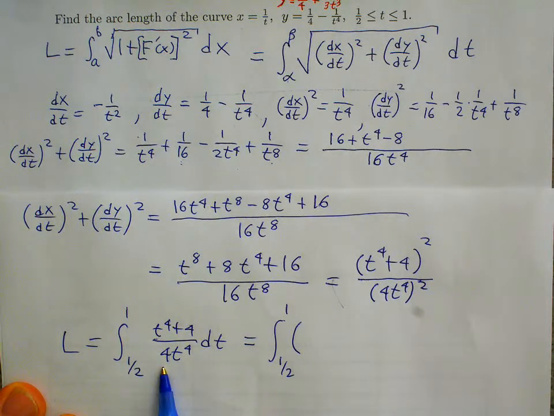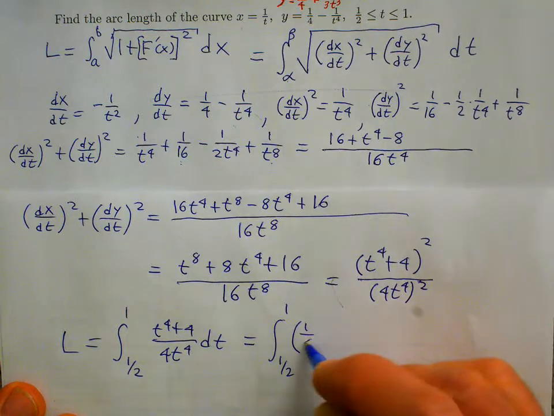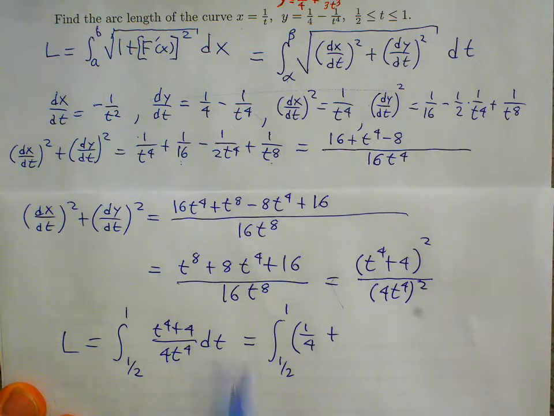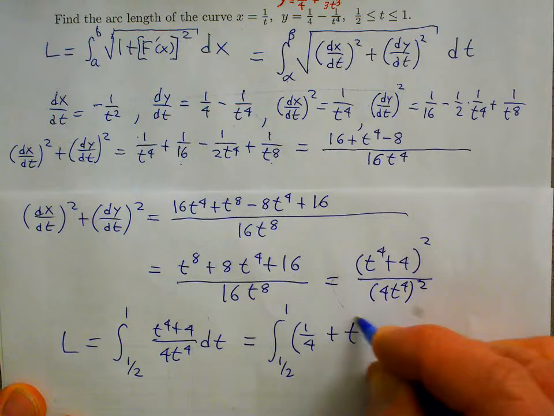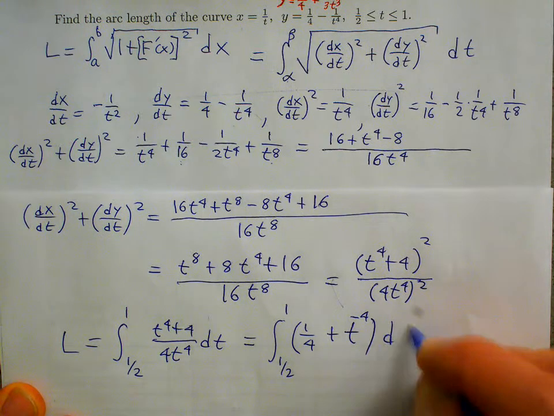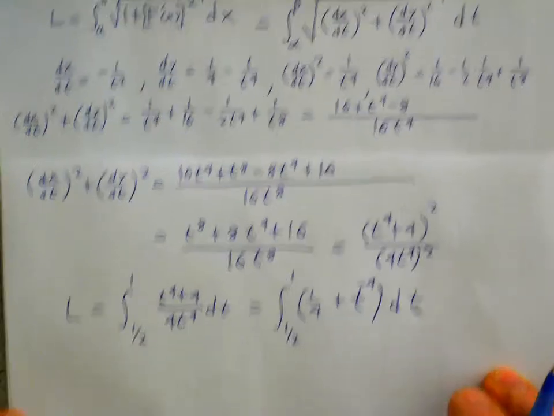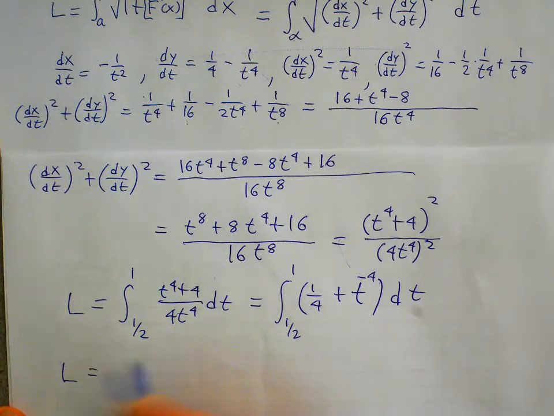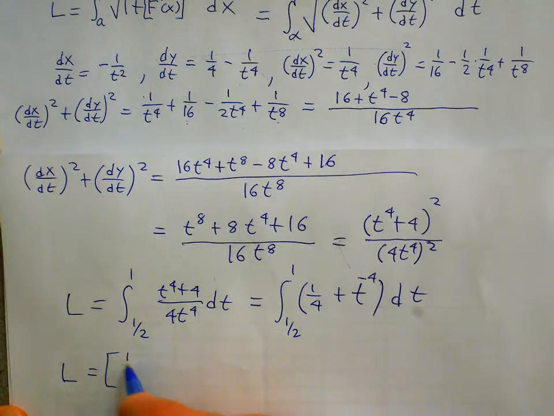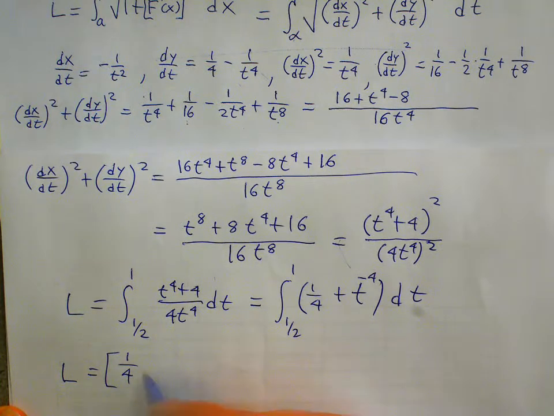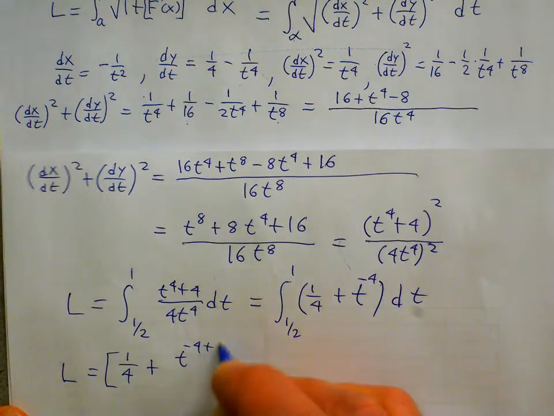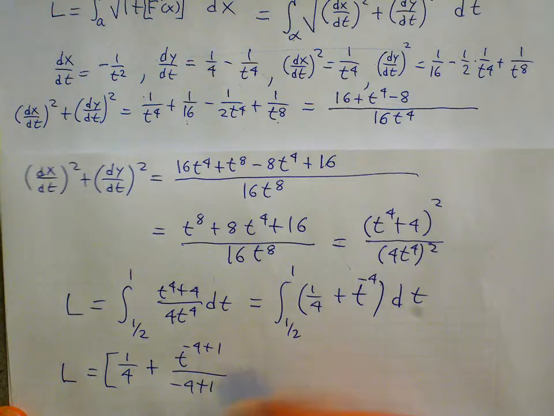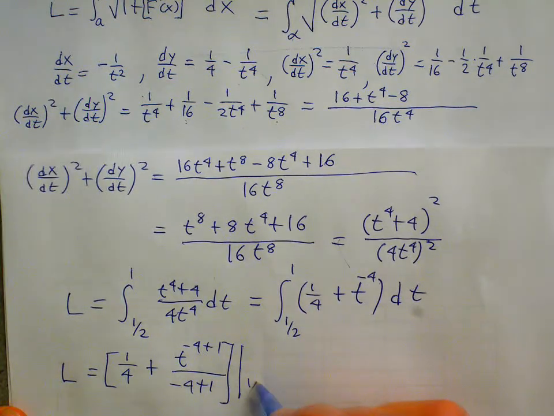t to the 4th divided by 4t to the 4th is 1/4. And then 4 divided by 4t to the 4th is 1 over t to the 4th, but I'll write it as plus t to the -4. So let's just take it a couple of steps further for the arc length. We get the antiderivative 1/4, and then plus t to the -4 plus 1 divided by -4 plus 1 from 1/2 to 1.